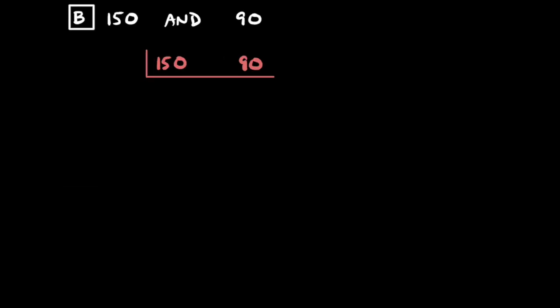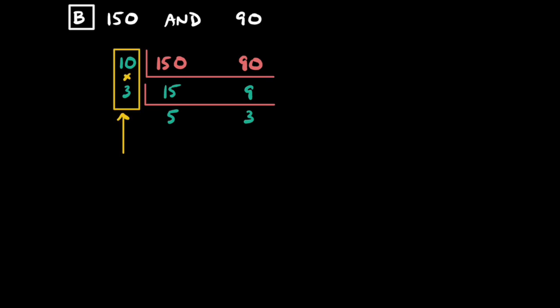Let's try another one together with 150 and 90. Since 10 goes into both 150 and 90, we can divide them both by 10 to get 15 and 9. Since I know 15 and 9 both have another common factor between them, I'm going to make another layer or another step. Since 3 is a common factor, I'm going to write it on the left here. 3 goes into 15 5 times, while 3 goes into 9 3 times. Since 1 is the only common factor between 5 and 3, I know I'm done here. The product of these left side numbers here is going to get us our GCF. The GCF for 150 and 90 is going to be 30.